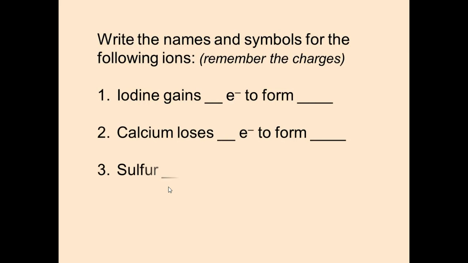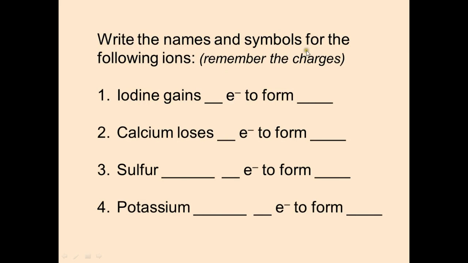And let's do a few examples. Write the names and symbols for each of the following ions. And when you write the symbol, we have to include the charges. So iodine gains blank electrons to form blank. Iodine is in group 7A, so it has 7 valence electrons. It's easier for iodine to gain 1 electron than to lose 7 electrons.